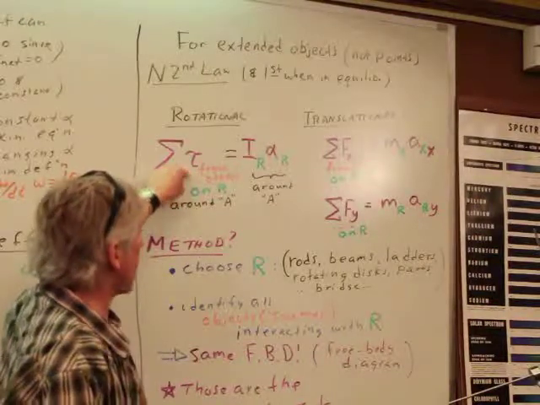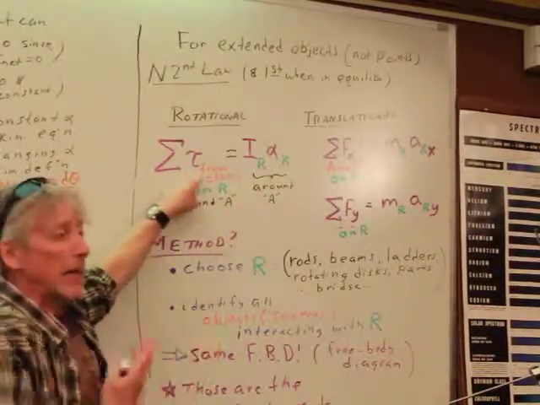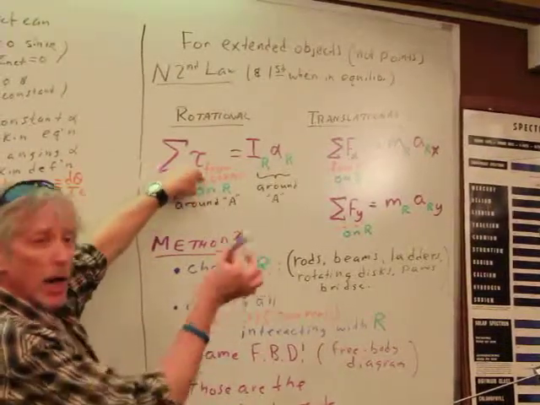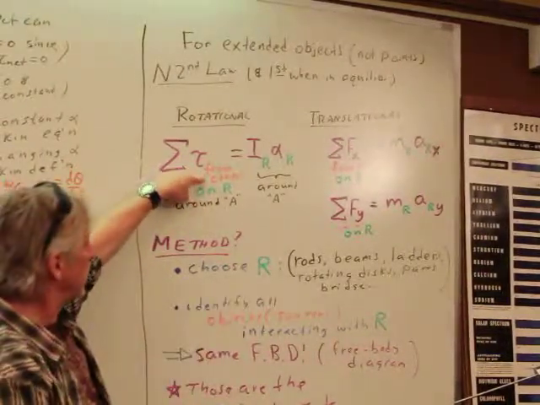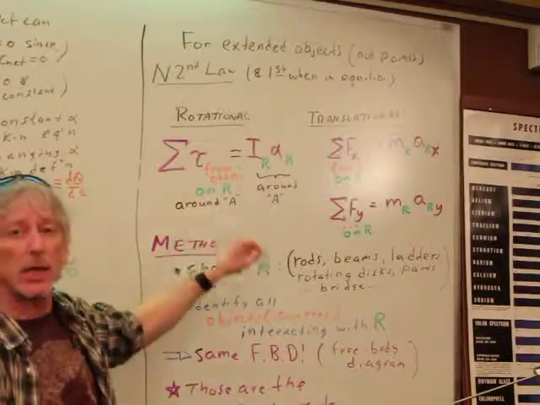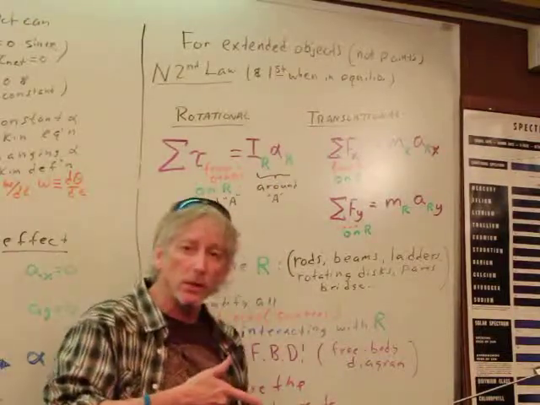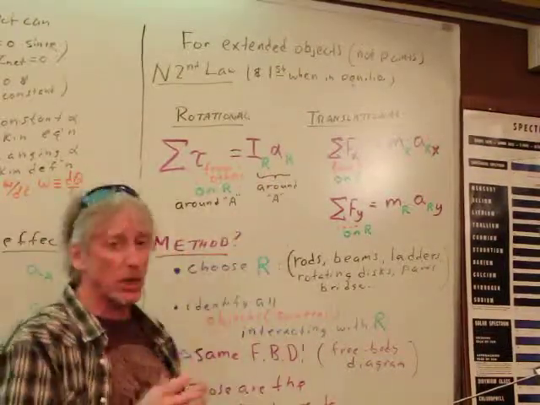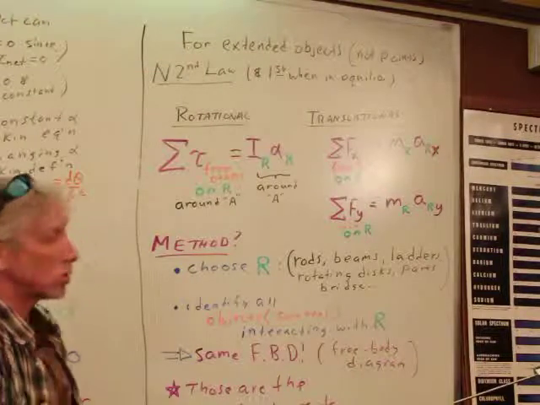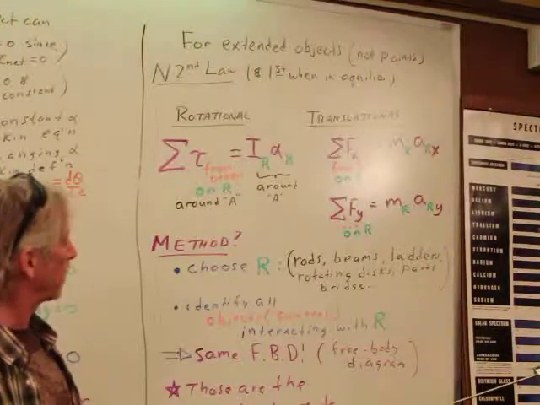Similarly, these torques are from interactions. They're from the same forces. So their torques are from anything touching your rod or ladder or beam. But we have to select an axis, just like over here we have to select x and y coordinates. We have to select an axis of rotation, a pivot point, for calculational purposes, right?